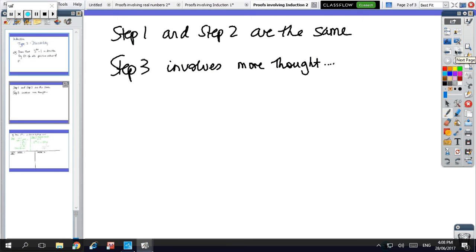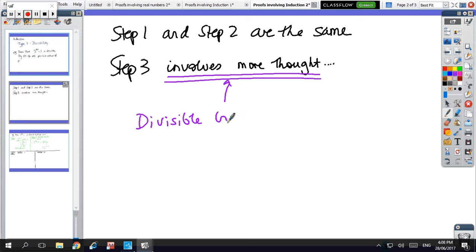Okay, so step 1 and step 2 are the same, and step 3 involves more thought. Now that's very vague, but this is where you have to do some thinking about what divisibility means. So for instance, if something's divisible by 2, then it's 2, 4, 10, etc. And how you define that is you just say, well, it equals 2 times something.